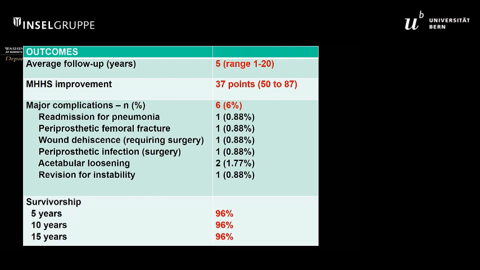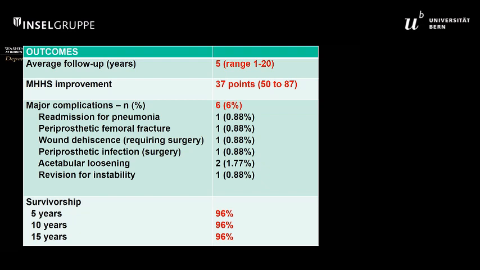Follow-up on average was 5 years, ranged from 1 to 20. We noticed marked improvements in the modified Harris Hip Score from a starting score of 50 to a final score of 87, indicating a 37-point improvement post-operatively. Here is a list of our complications. All of these complications required either hospital admission or surgery. So overall, a 6% complication rate in these total hip arthroplasty procedures.